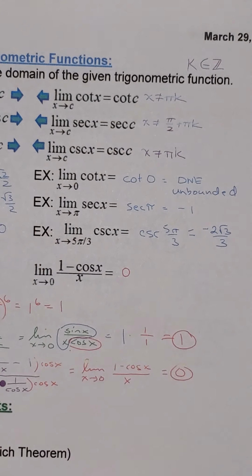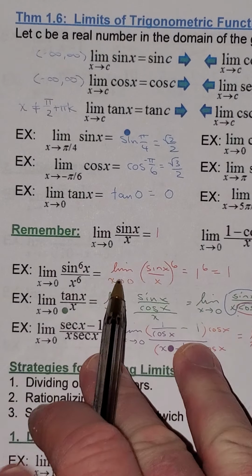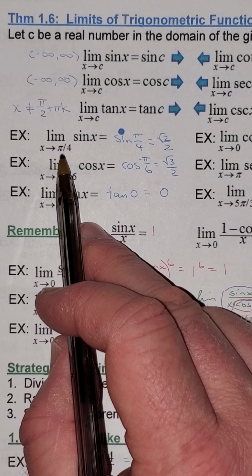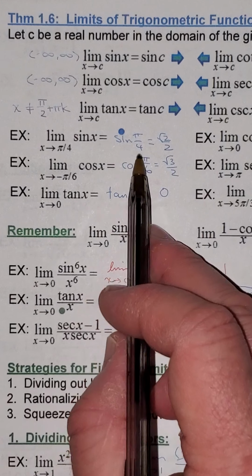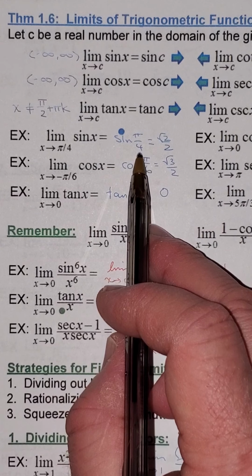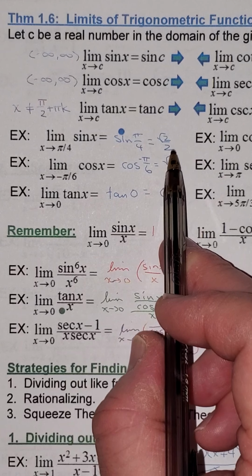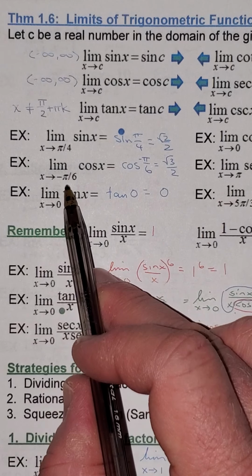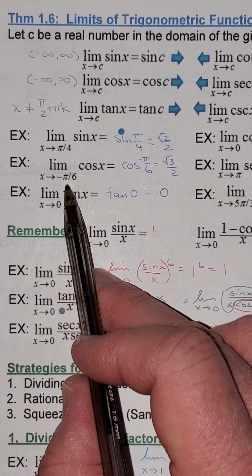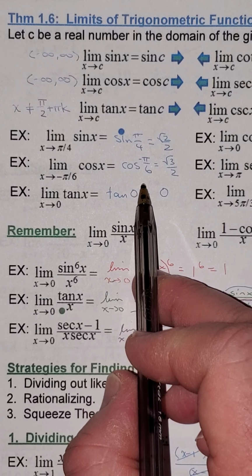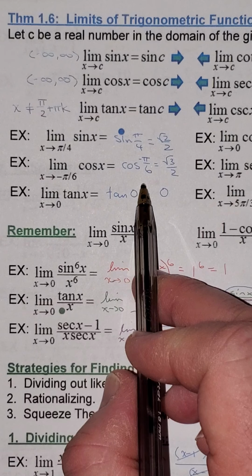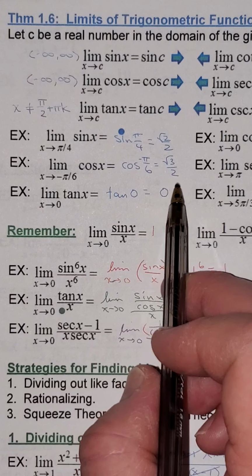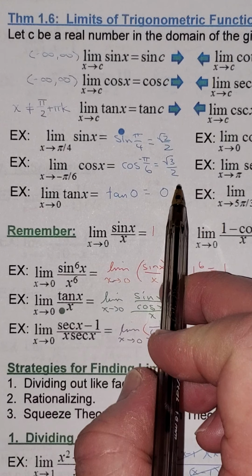Remember those domains. So when we look at these problems down here with sine, if I let x approach pi over 4, I can just plug it in. What is sine of pi over 4? Thinking of our unit circle, it's radical 2 over 2. The limit is x approaches negative pi over 6. I'm just going to take cosine of negative pi over 6. Look at your unit circle. It'll be radical 3 over 2.